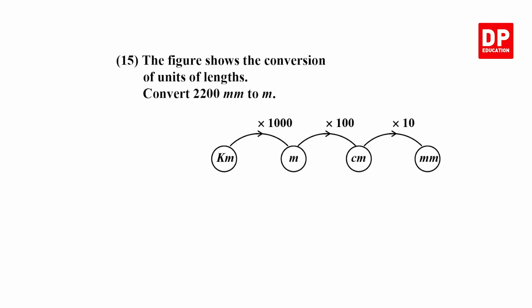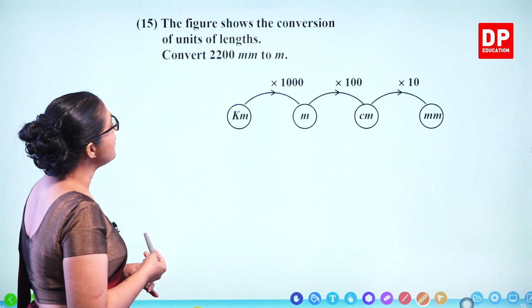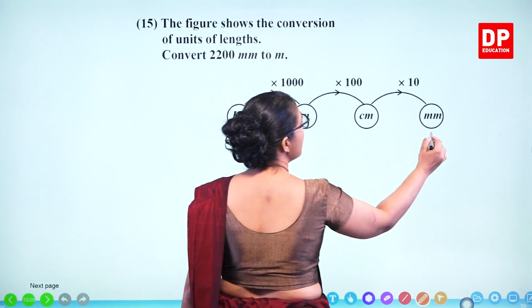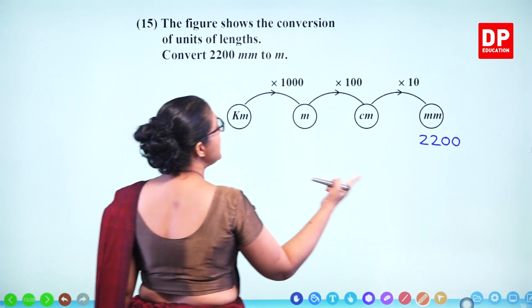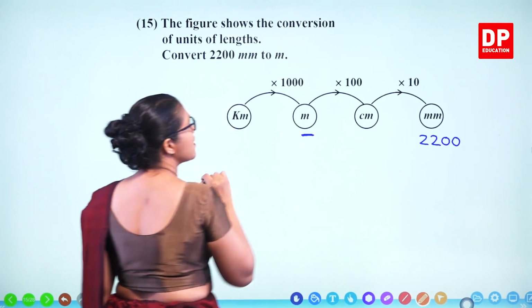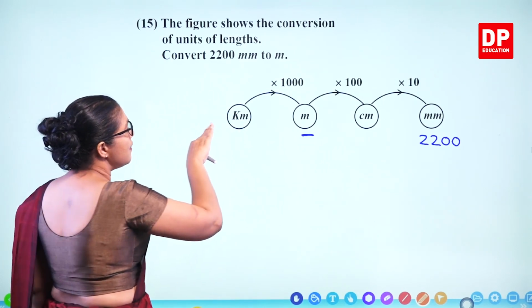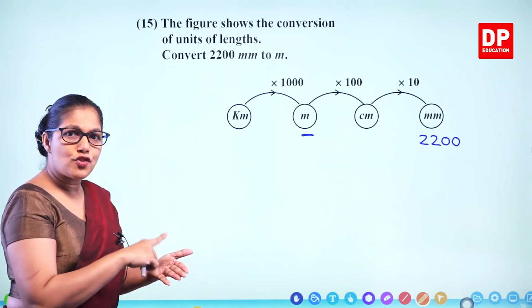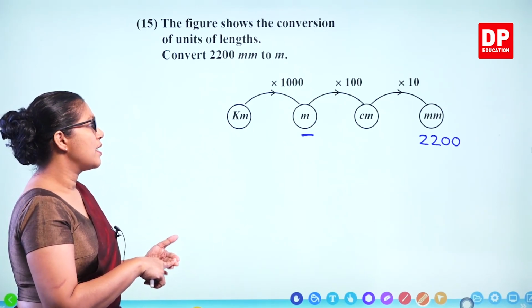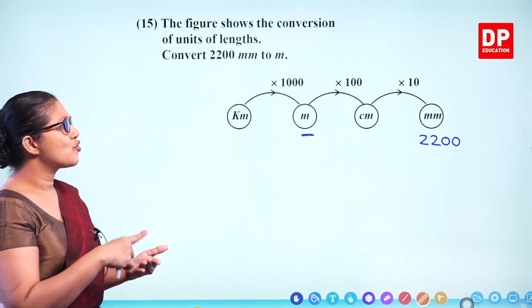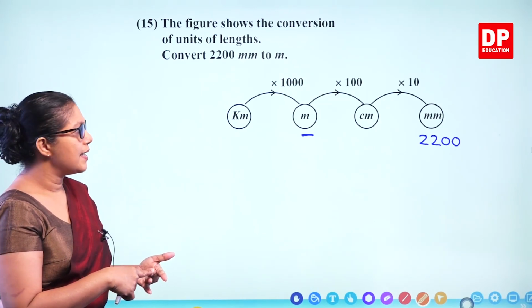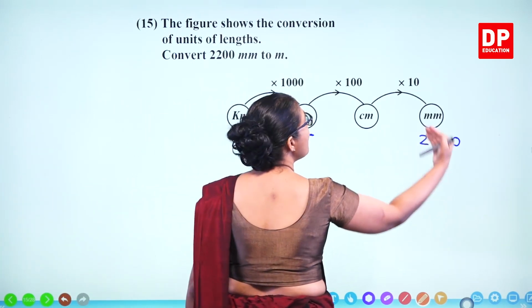Question number 15. The figure shows the conversion of units of lengths. Convert 2200 millimeters to meters. So we need this answer. Conversion is given. Kilometers to meters, you multiply by 1000. Meters to centimeters, multiply by 100. Centimeters to millimeters, multiply by 10. So we have to do the reverse order.